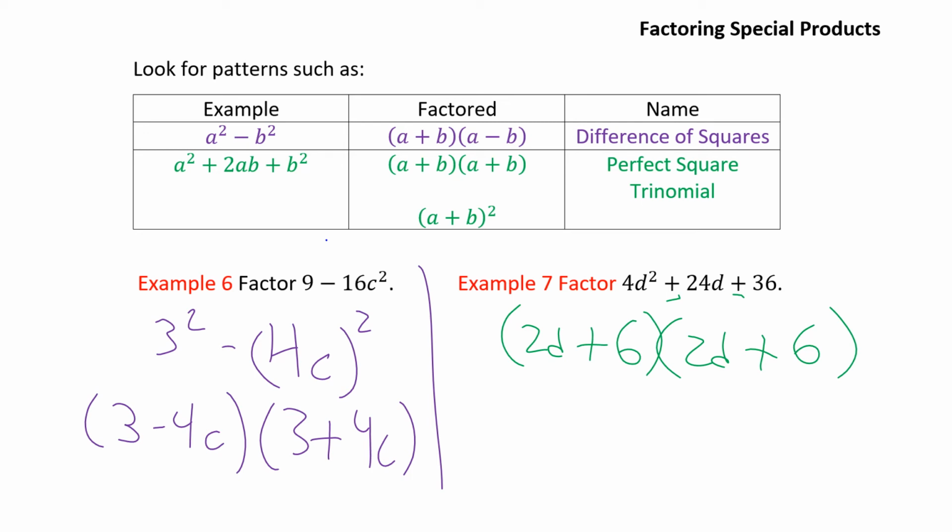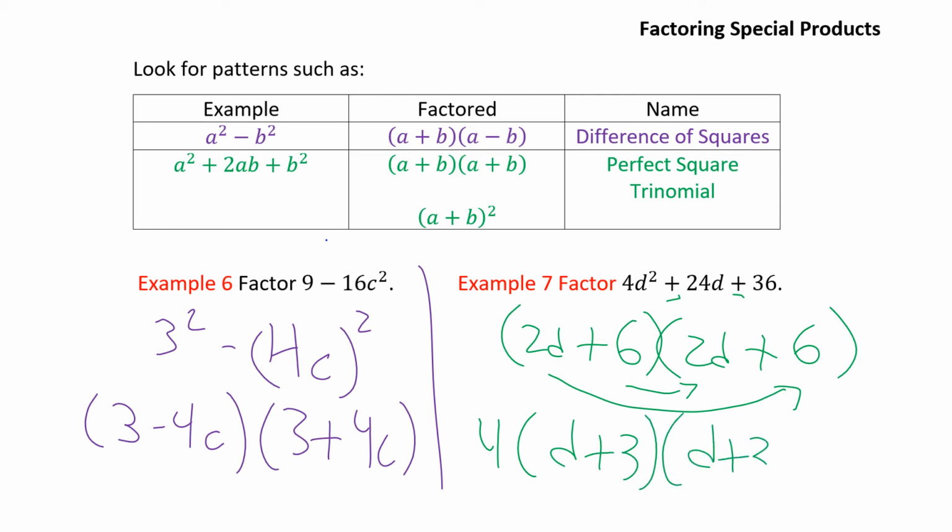Does that work? We know that the F and the L in FOIL do. If we check out the outsides, we're going to get 12d. If we check out the insides, we're going to get 12d. Add them together, and we should get 24d. If you want to factor further, you might notice also that there's 2 and 6, they're both even. If we take a 2 out of both of these, that would be equivalent to taking out a 4, and we would be left with d plus 3 and d plus 3. Certainly you could bring that together to be 4 times d plus 3 squared.